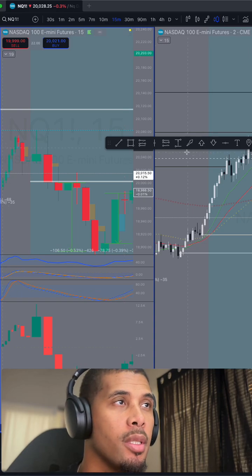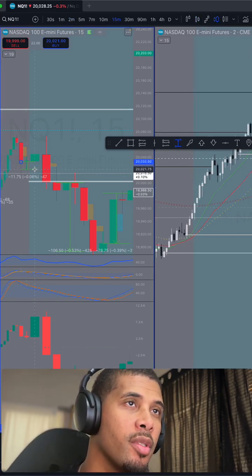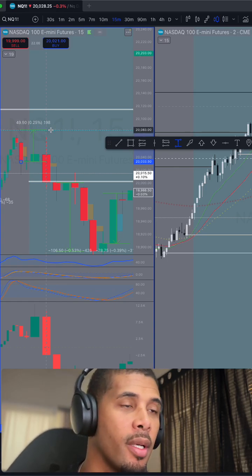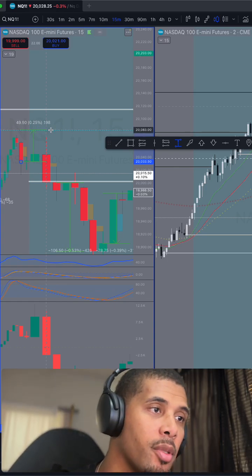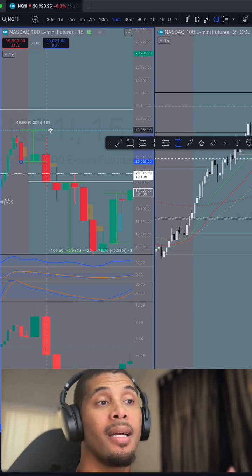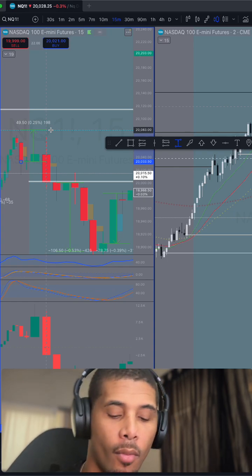So let's say we entered on that 15-minute fair value gap. Price pushed down 47 ticks before it pushed up 200 ticks. Now this type of strategy, a higher time frame strategy, which 15 minutes isn't necessarily high time frame, but it's a higher time frame than the 1, 5, whatever, right?